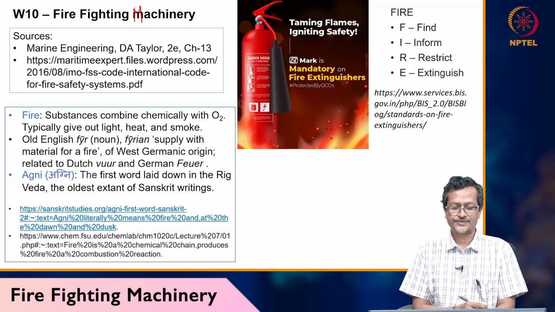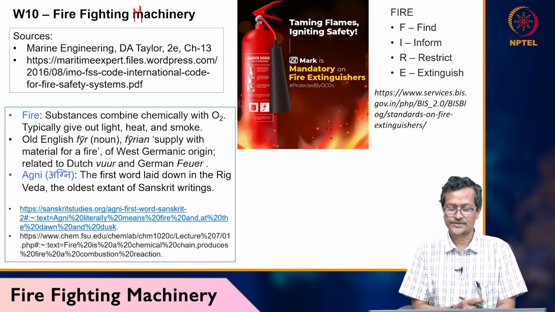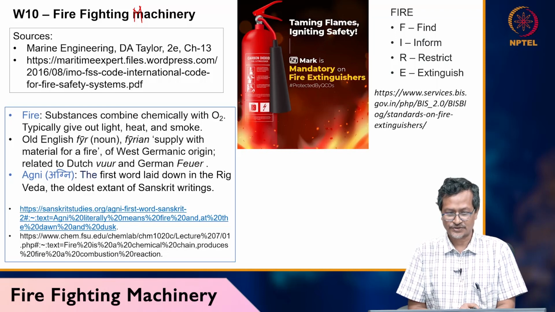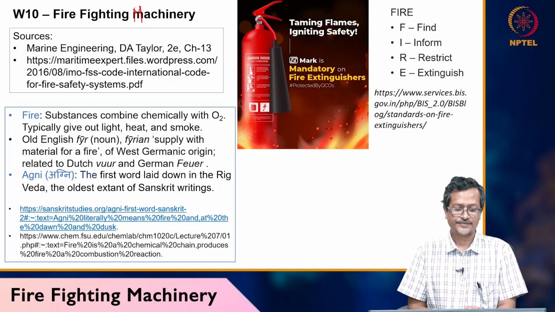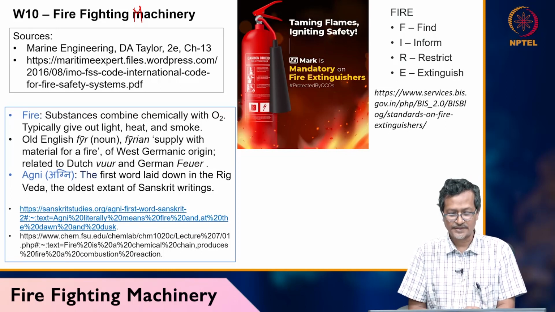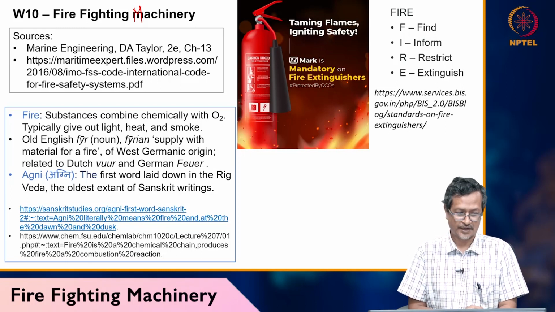Fire is a substance combined chemically with oxygen. Let's say wood or paper, anything you keep on a fire source will burn, and when it is burning it will take oxygen. So air, meaning oxygen, must be there. Typically it gives out light, heat and smoke. Smoke is basically some particles or chemical agent, and it looks gray or blackish in color.